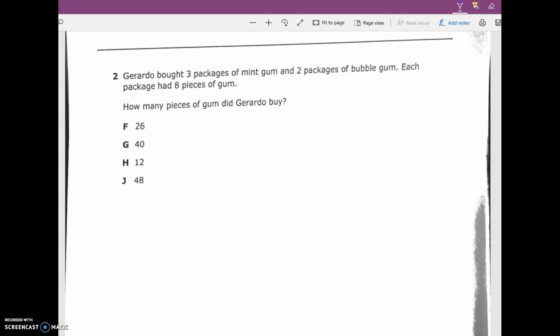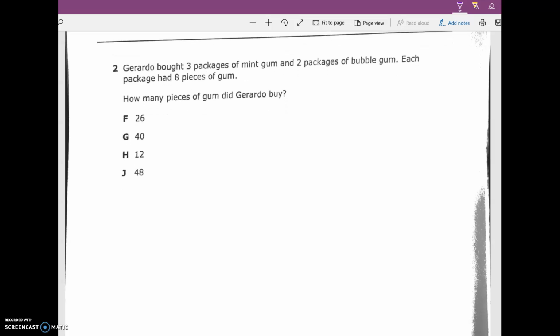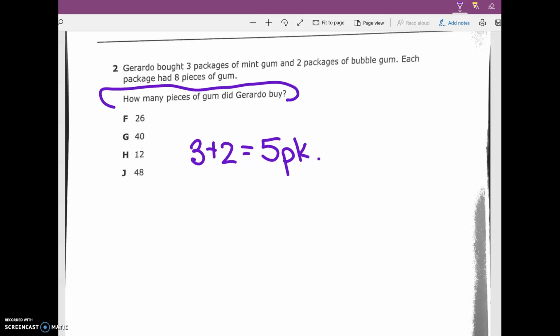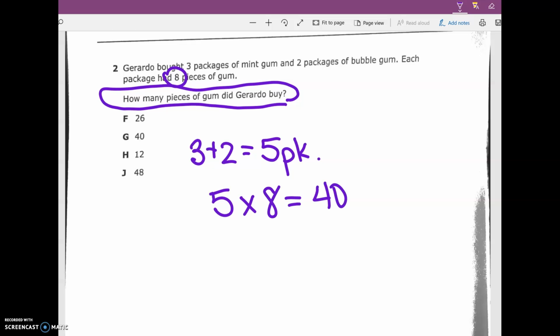Down here, Gerardo bought 3 packages of mint gum and 2 packages of bubble gum. Each package had 8 pieces of gum. How many pieces of gum did he buy? Well, if he has 3 packages plus 2 packages, he has 5 packages of gum. That's not helpful though, because what does the question say? How many pieces of gum? Now we have to multiply 5 packs times 8 pieces of gum. That would be 40 pieces of gum.